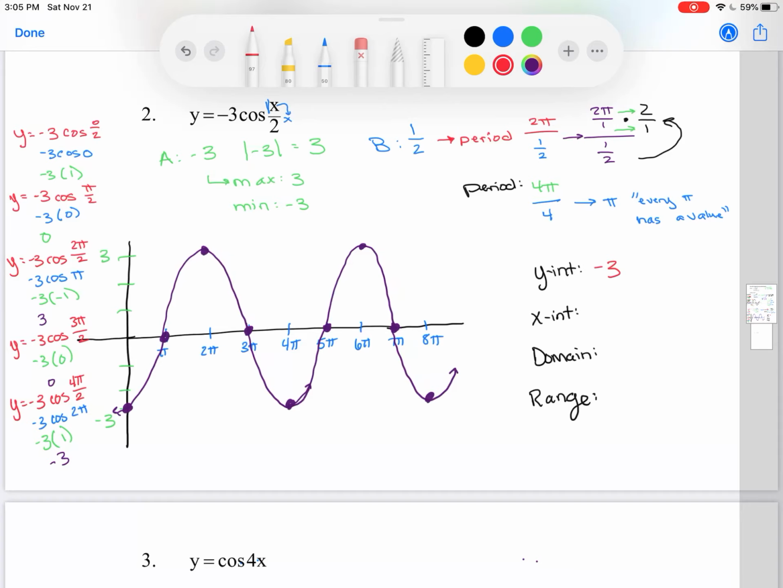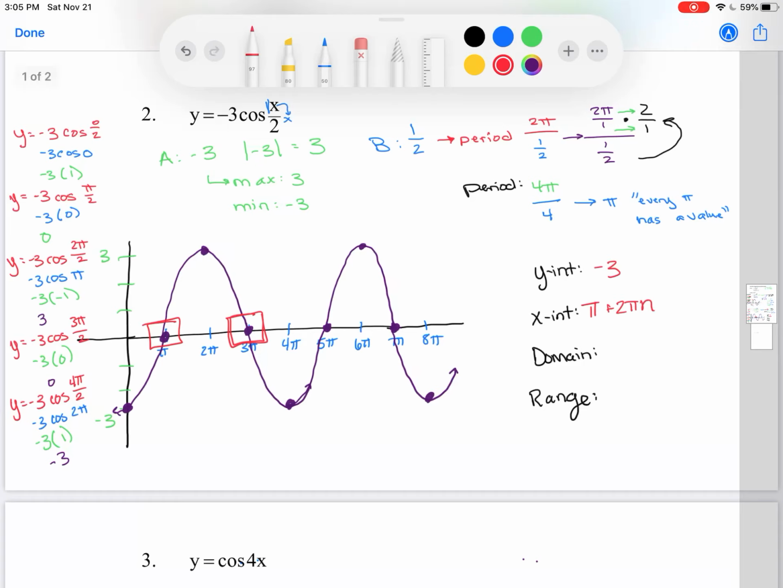So we're going to answer the same 4 questions. What's my y-intercept? What's my x-intercept? My domain, and my range. Y-intercept, well, where do you cross the y-axis? You're crossing at -3 on this one.